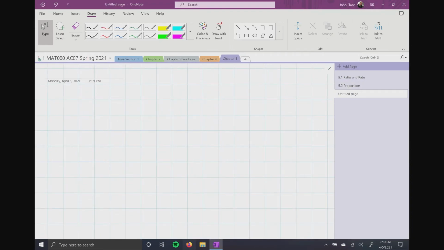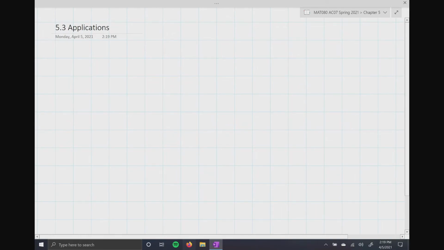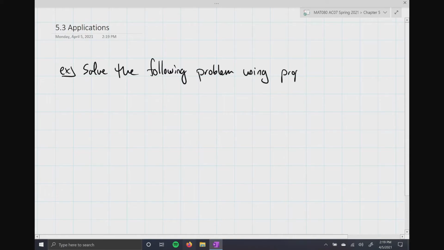5.3 is just combining 5.1 and 5.2 into word problems. That's it. All right? So 5.3 is just applications. So we'll look at some word problems and we'll call it a day. All right, so the first one. Just give me a second here. I'm going to have to set this up.